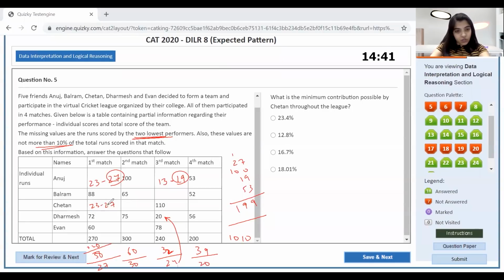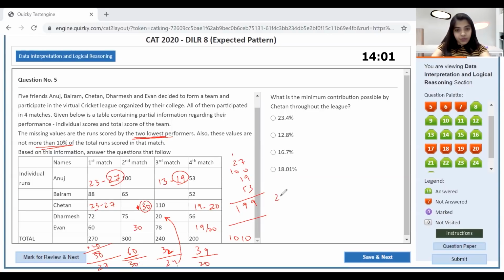All right, so let's go to Chetan. We have this already. Second match is 30. 60 is the score remaining. 30 is the maximum limit. If one scores 30, the other will again be 30. So there's just one possibility here, 30. There's no other possibility. They both score 30. Here it's 39. Maximum limit is 20. So if one person scores 20, the other is 19. So it's 19 or 20. Right? So they're asking for the minimum possible contribution by Chetan.